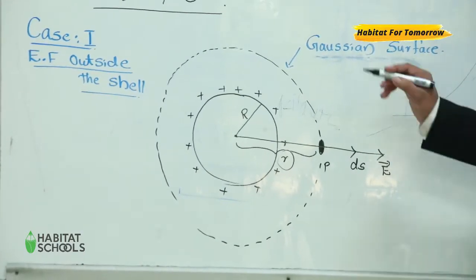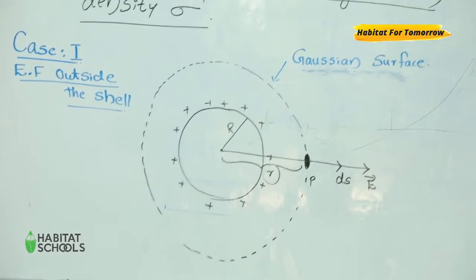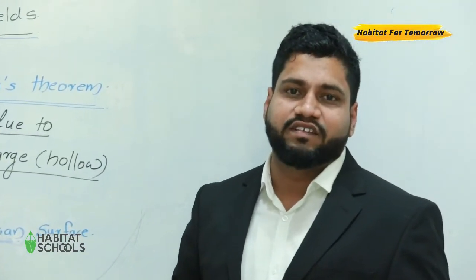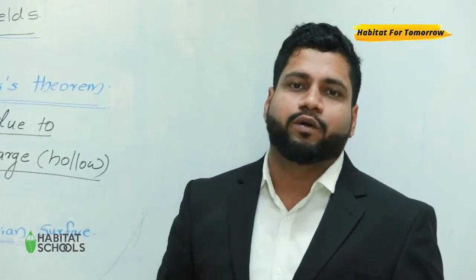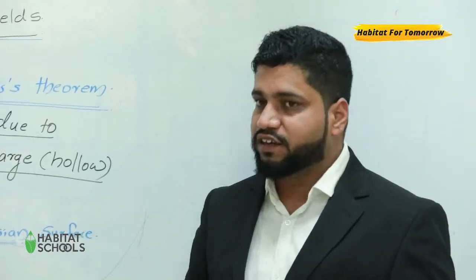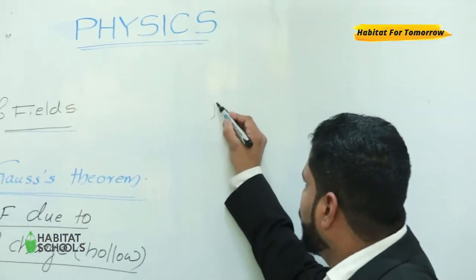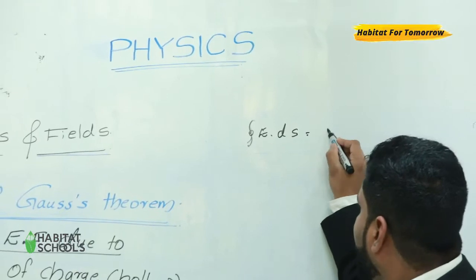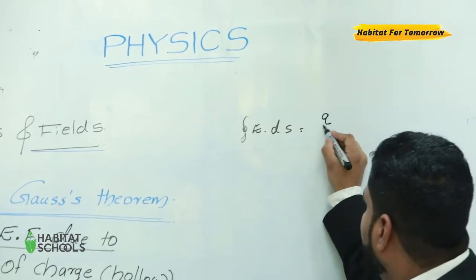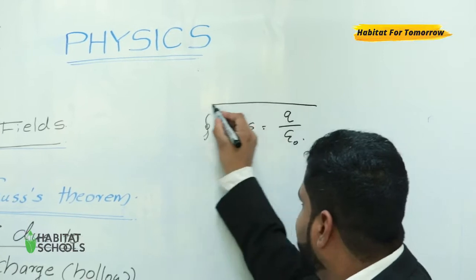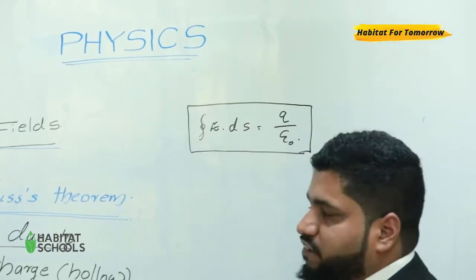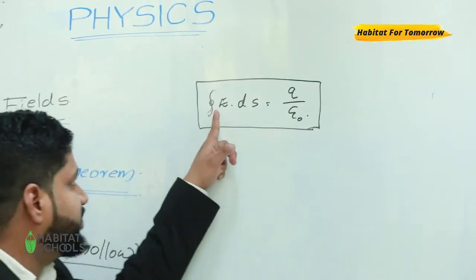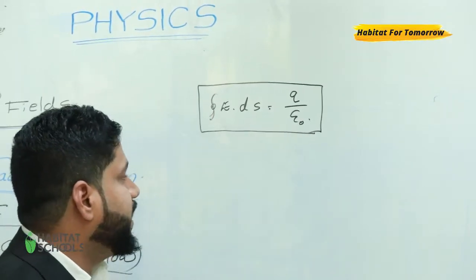So here, first Gauss's law. Last class we already learned what is Gauss's law. Total electric flux is equal to 1 by epsilon 0 times the charge enclosed by it. So the mathematical expression you can write: closed integral E dot ds is equal to q by epsilon 0. What is epsilon 0? Epsilon 0 is the permittivity of free space, and q is the charge. Here E is the electric field, ds is the elementary area.